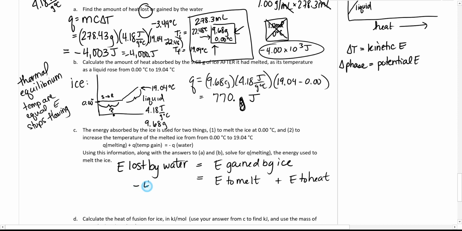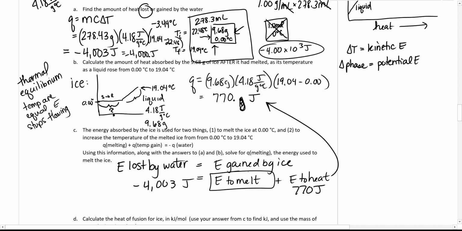Okay, so the energy lost by water, we found that out in problem A, and maybe I'll stop worrying about sig figs here. We'll just put in 4,003 joules. That's the energy lost by the water. The energy required to heat the melted ice was 770. So we should be able to figure out how much energy it took to melt the ice.